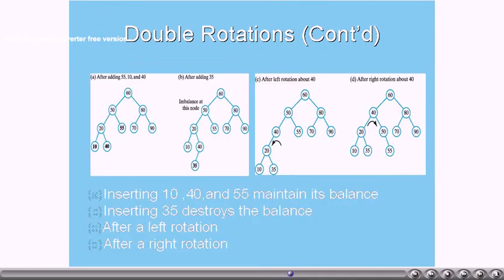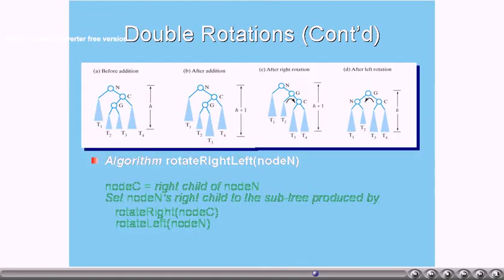Consider the tree in figure A. We may check that the tree is balanced. When we insert node 35, the tree becomes unbalanced. Left rotation about 40 gives the following figure. After right rotation, the tree becomes as shown in the slide, which is a balanced tree. Similarly, rotate right left requires first right rotation, then followed by left rotation. You can verify the slide.